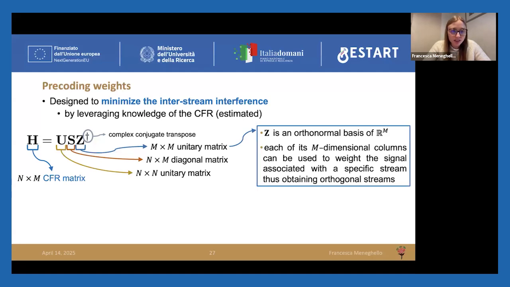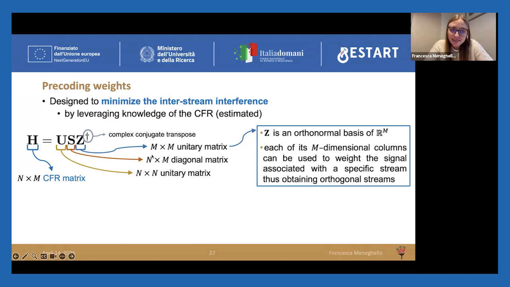So how are the precoding weights obtained? As we already mentioned before, if we have knowledge of the channel, we can use it to combine the streams in such a way that we compensate for the channel impairments. This is how the precoding weights are obtained. To do that, we decompose the channel frequency response through singular value decomposition, and we retain only the right unitary matrix, which is a matrix that is M by M, where M is the number of antennas at the transmitter side.